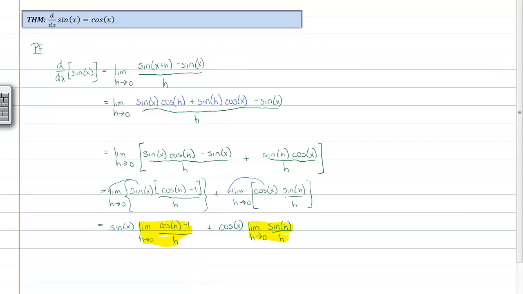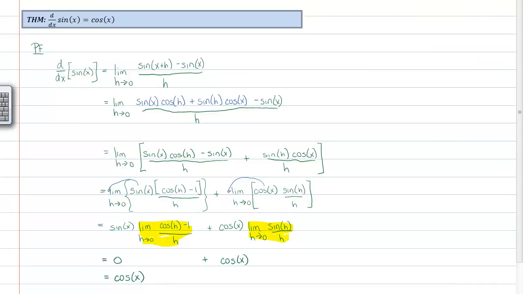You can already kind of see the writing on the wall: if that first limit turns into 0, we've got 0 there, plus that second limit turns into 1, we get the cosine of x by itself. So this all equals the cosine of x. And that actually proves that the derivative of the sine of x is equal to the cosine of x.